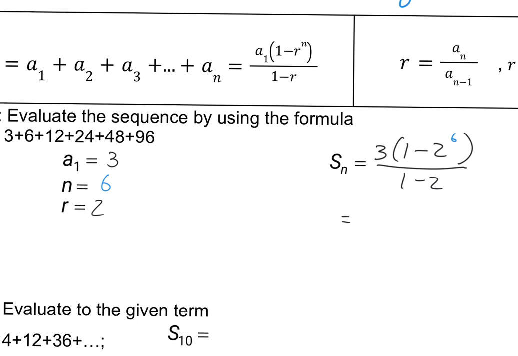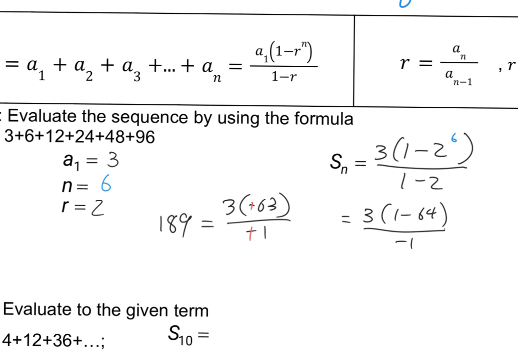So that's 64. So we have 3 times 1 minus 64 over negative 1. Which means, I'm going to come to the right since I have some space, I have 3 times negative 63 over negative 1, which means these negatives can cancel out. So really I just have 3 times 63, which is 189. And there's my sum. I'm done.